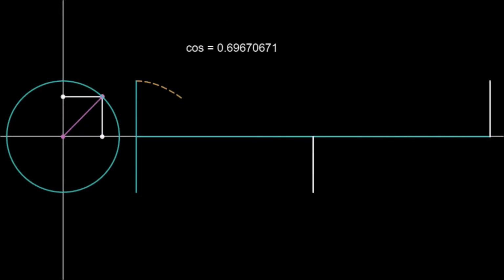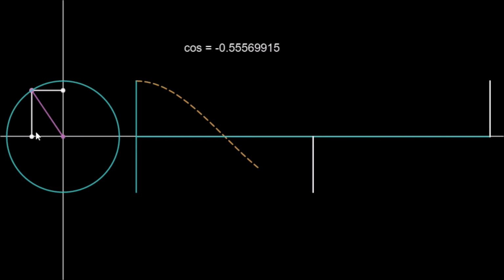The cosine function is given by the ratio of the x distance divided by the r. Now the x distance here is a positive value. So you can see that the cosine function within the first quadrant is a positive function. As we move into the second quadrant, you can see here now the x value is now negative. And you can see that the function here is now negative and we have a value of minus 0.555.